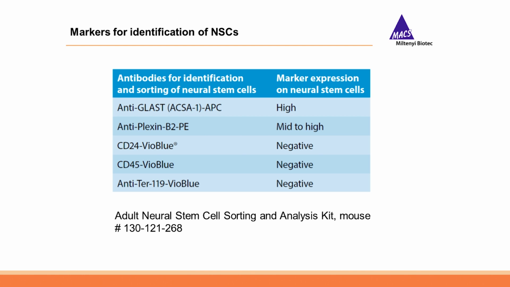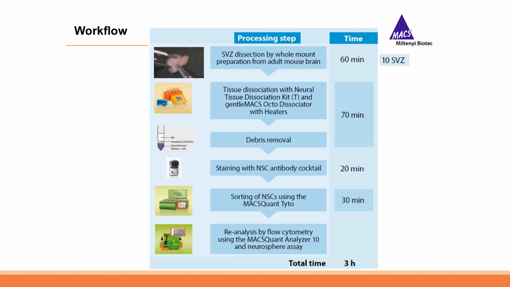The workflow looks like this. We first dissect the SVZ by whole mount preparation from adult mouse brain. Here we recommend to use the SVZ from 5 mice, so in total 10 SVZ. Then the tissue dissociation is performed with the Neural Tissue Dissociation Kit T in combination with the gentleMACS Octo Dissociator with Heaters. Afterwards, we have a debris removal step, and then we stain with the Neural Stem Cell antibody cocktail.